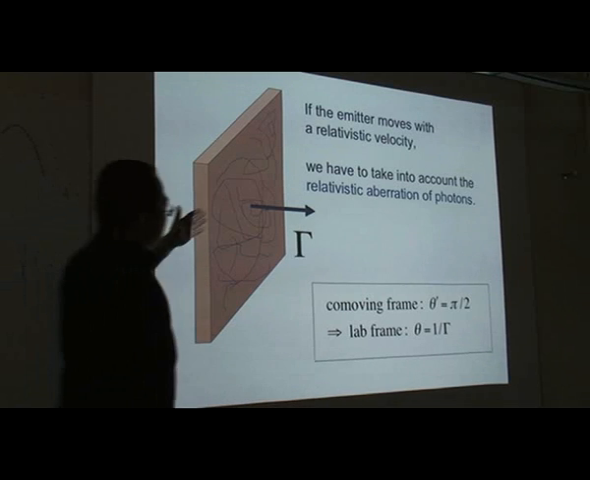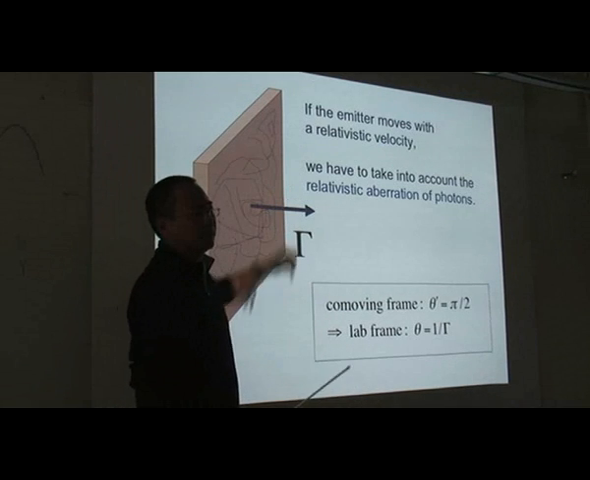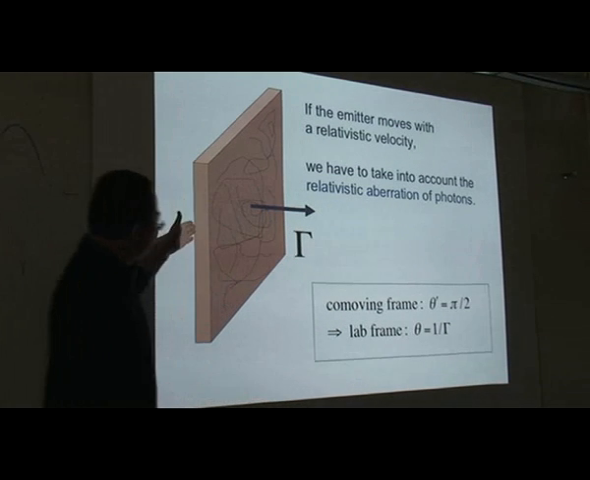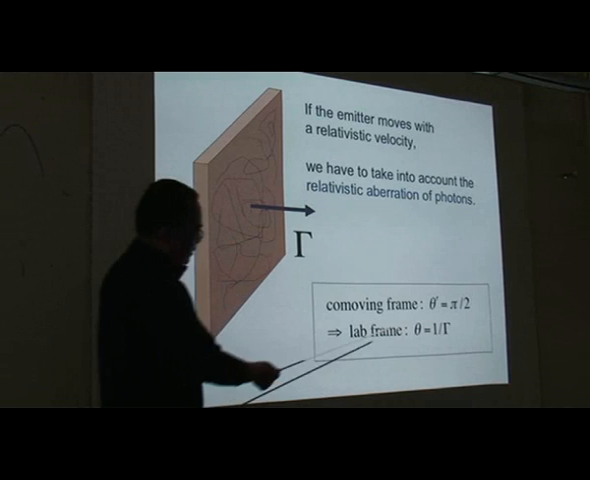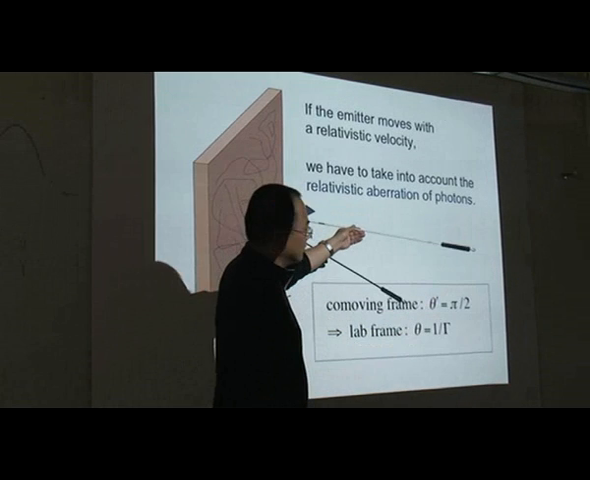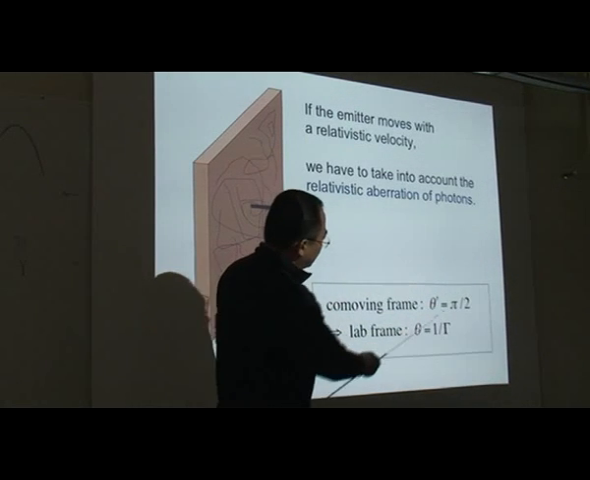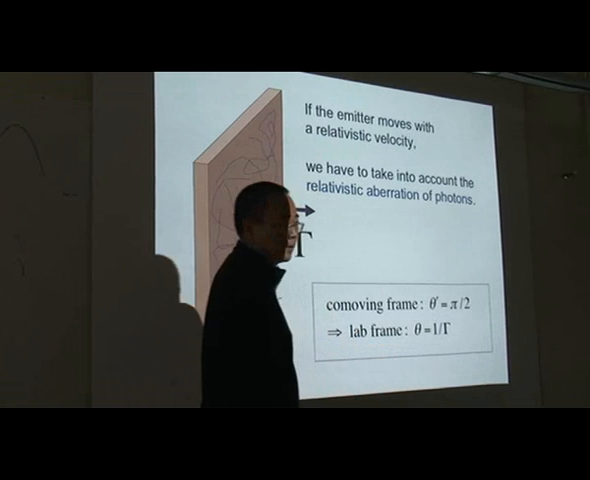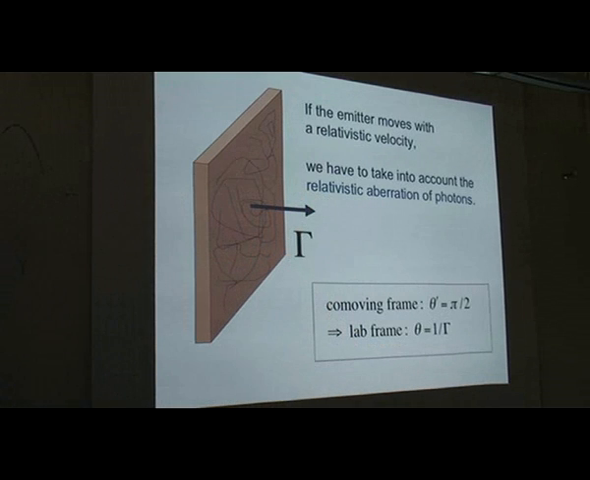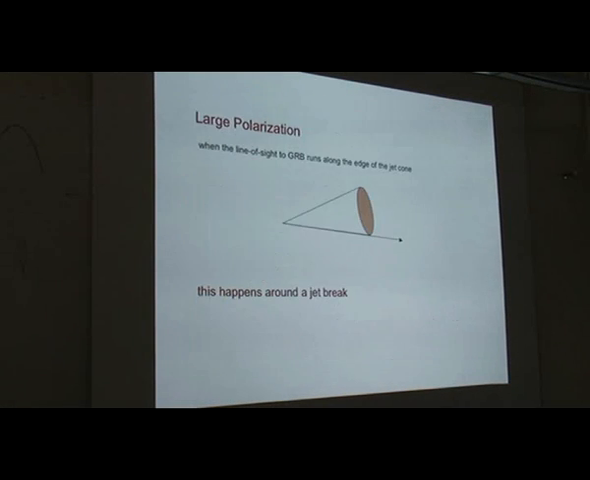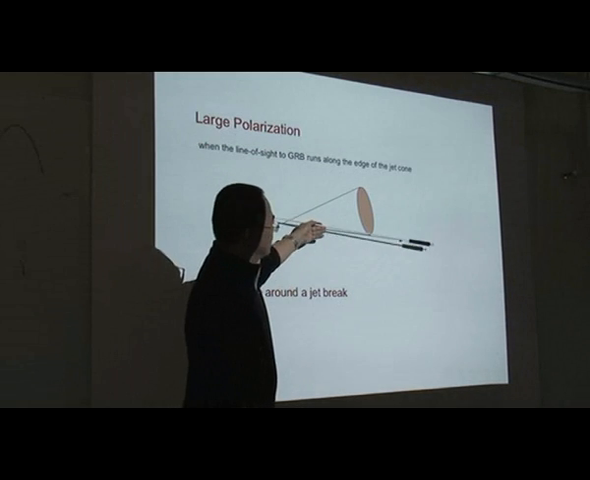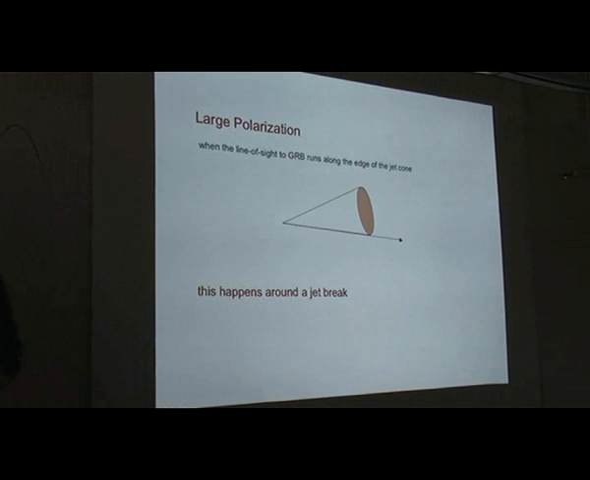And if this shock is moving with relativistic velocity, due to the relativistic aberration effect, this edge direction is going to be almost the propagation direction. So 90 degrees in the co-moving frame corresponds to this gamma inverse angle in the observer plane. So if you see a situation like this, we expect large polarization.